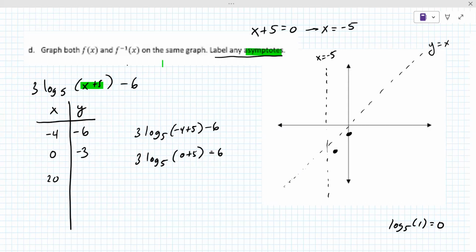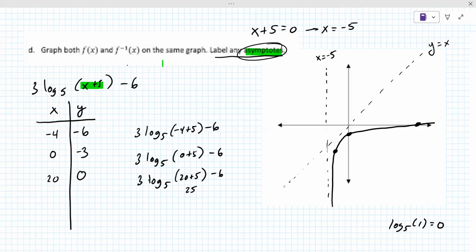And then 20, I think we did that one as well. 3 log base 5 of (20 plus 5) minus 6. That's 25 inside parentheses, which is 5 to the power of 2. We looked at that earlier. It ended up being 0. So there ended up being a point way out here to the right. The asymptote though is key. That's the thing that the graph comes up from. Mm-hmm. So your instructor's looking for something like that.